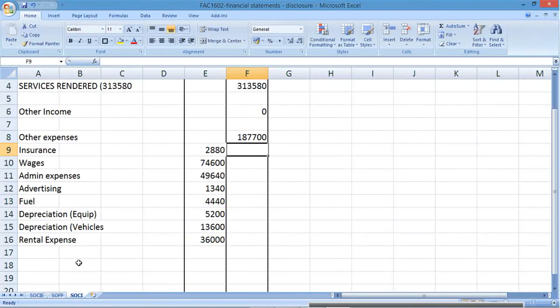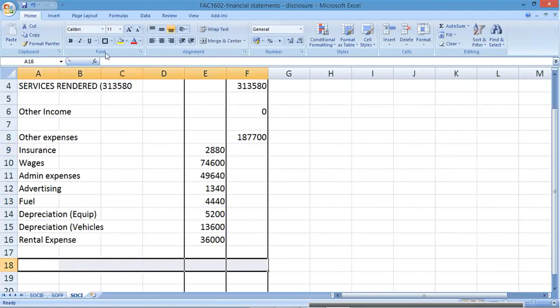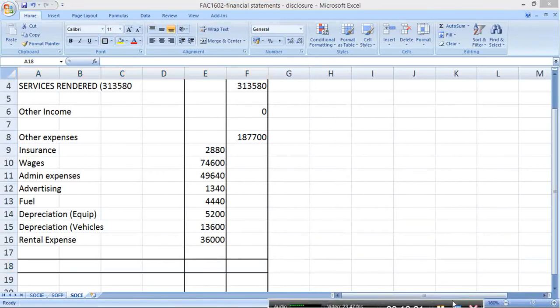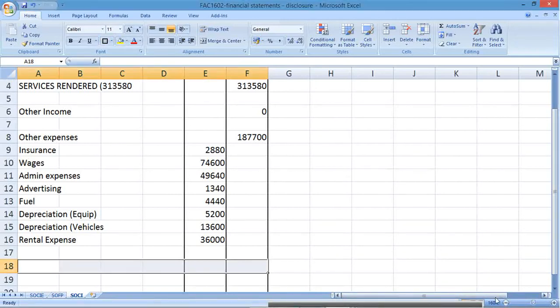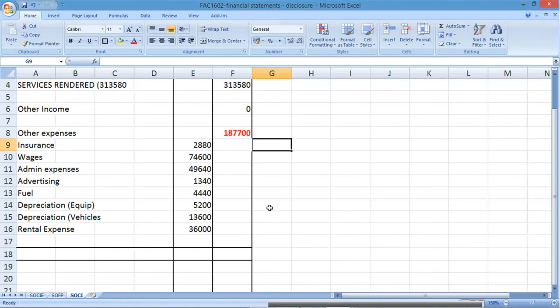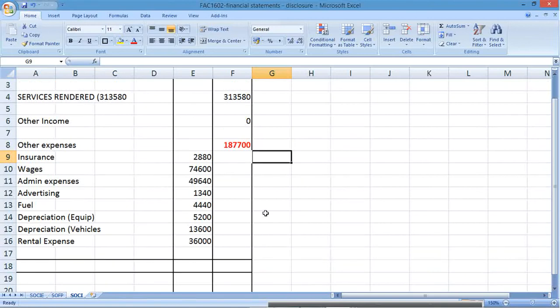Yes. And then that gives you a profit or loss, whichever is bigger. You have to say that minus that, and that gives you the profit or the loss for the year. Yeah, what else must you remember with the expenses? This needs to be in a bracket, do you agree? Yes, because it's negative. I'm just going to show it in red because I can't show that as a bracket. But then it's going to be 313,580 minus 187,700.